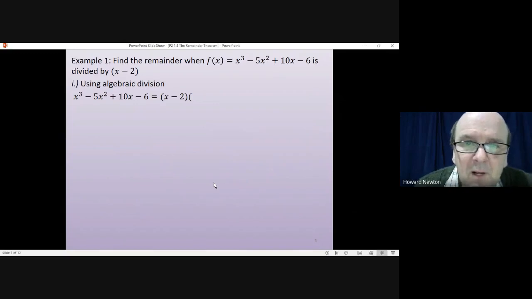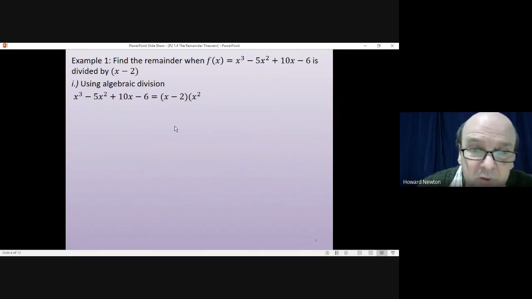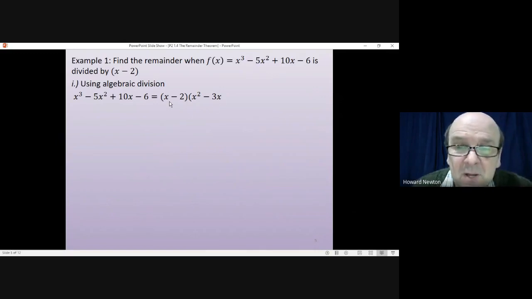So first of all, if we divide the cubic by x minus 2 using algebraic division, then we need x times by something to get x cubed. Well, x times x squared is x cubed, so that makes the x cubed term correct. Now we look at the x squared term. We want minus 5x squared. At the moment, we've got minus 2x squared when we multiply these together. So we need another minus 3x squared. And to get that, we'll have minus 3x here, because minus 3x times by the x gives us minus 3x squared. Now the x squared term is right.